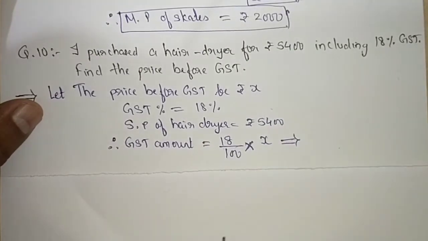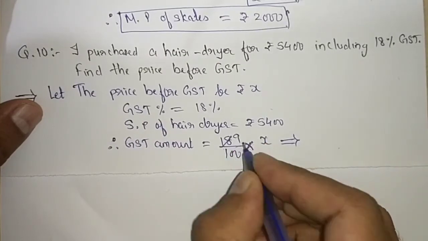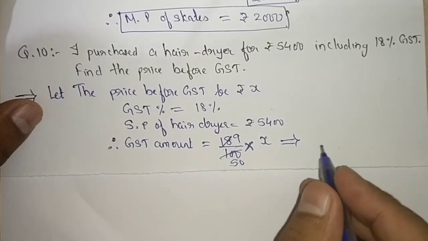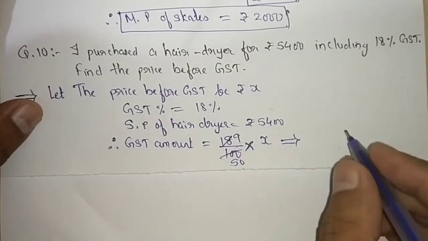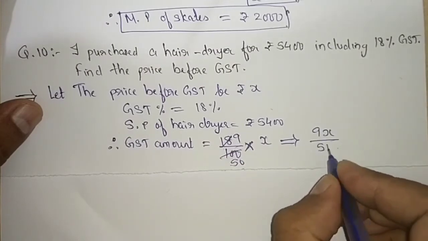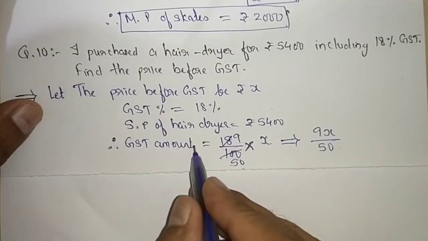If I calculate, 2 9s are 18, and 2 50s are 100, this will give me 9 by 50 x. So eventually I will get 9x divided by 50. This is our GST amount.